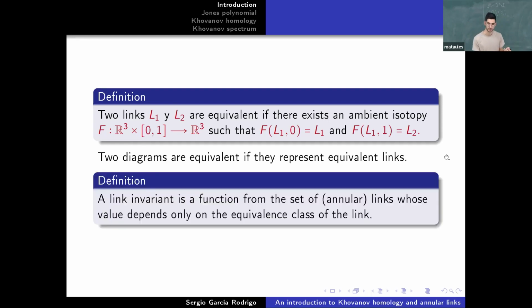And an invariant is just a function whose value only depends on the type of knot. So if you have two equivalent knots, then the value is the same. This value can be a group, an integer, a polynomial, whatever.